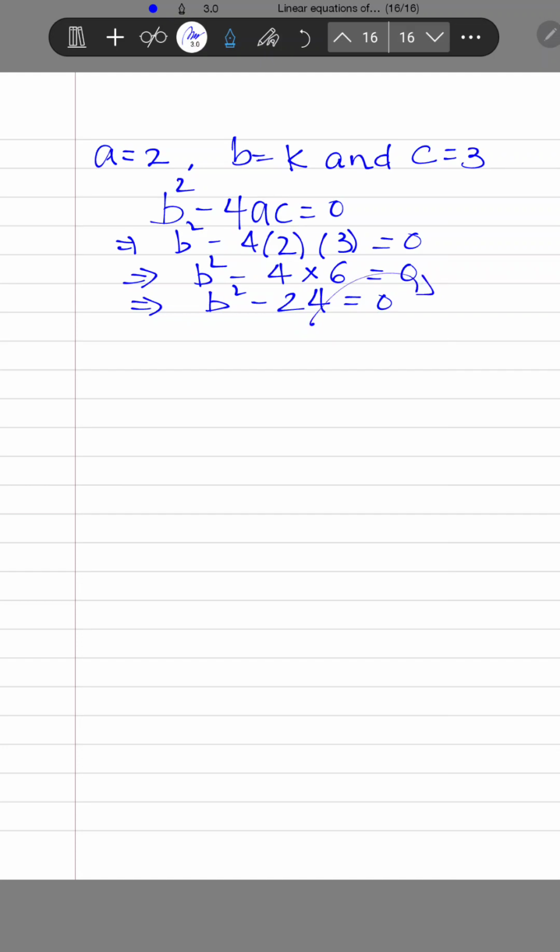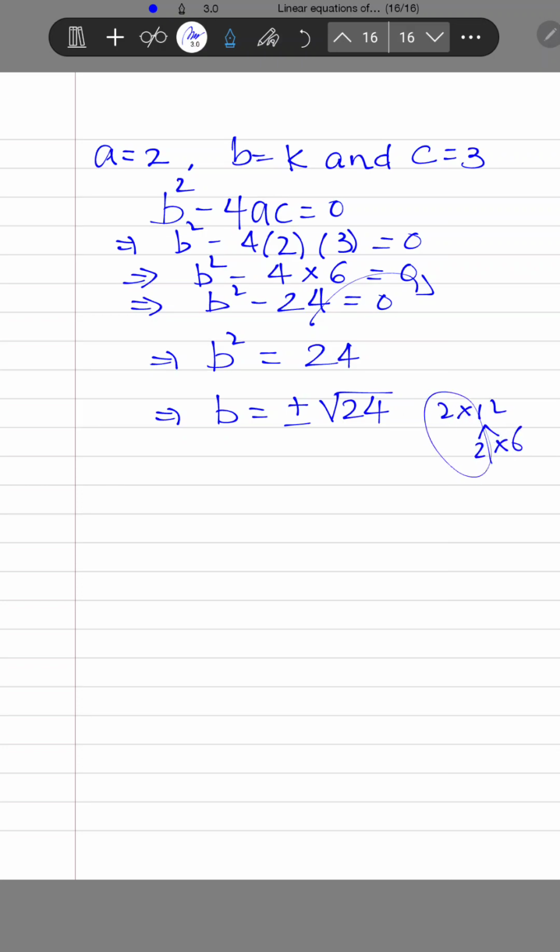We transpose minus 24 to the other side, which implies b squared is equal to 24, which implies b is equal to plus or minus root 24. Root 24 is just 2 times 12, and 12 itself is 2 times 6. We can have this as 2 times root 6. So b is equal to plus or minus 2 root 6. So we can have two values for k. One is k equal to 2 root 6. The other one is k equal to minus 2 root 6.